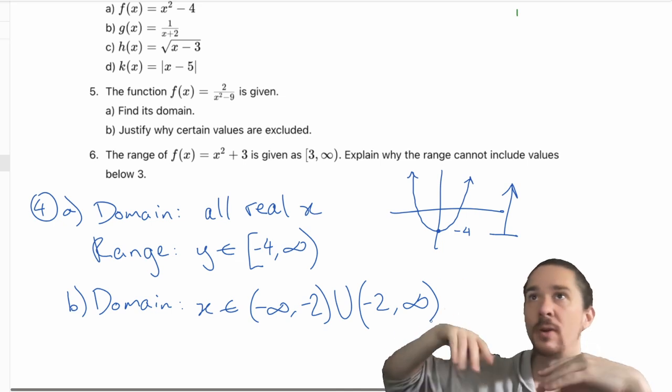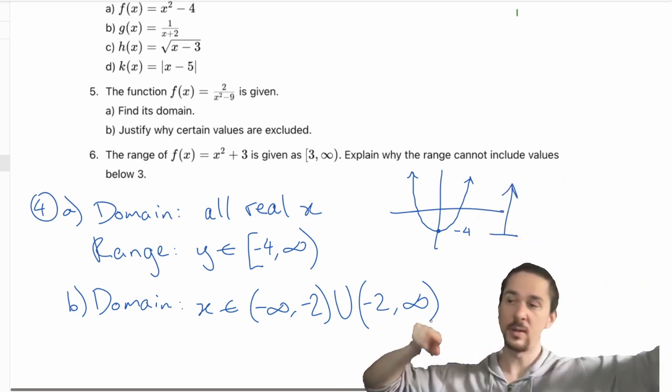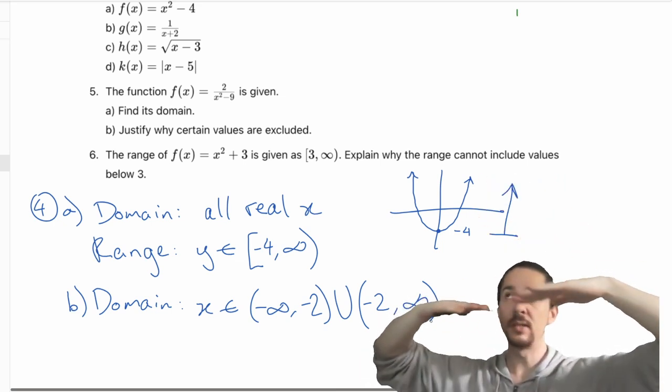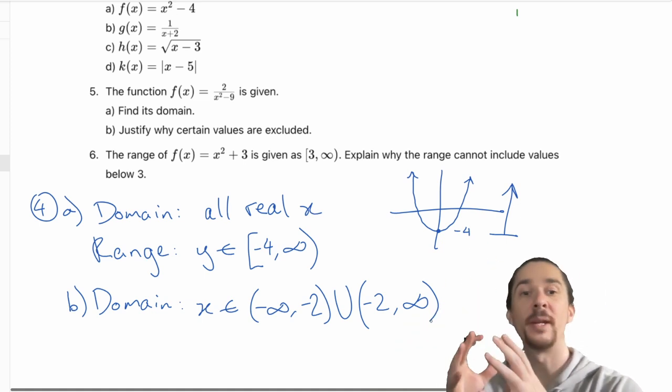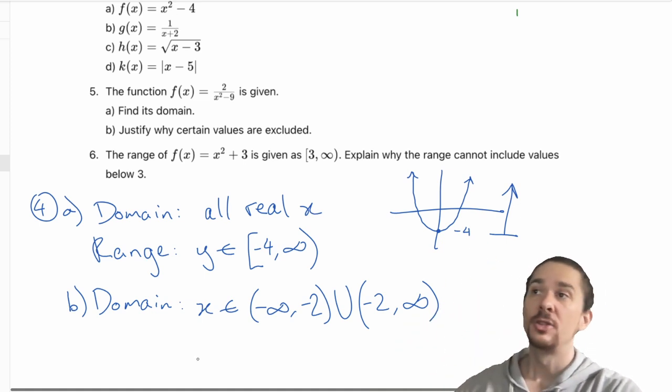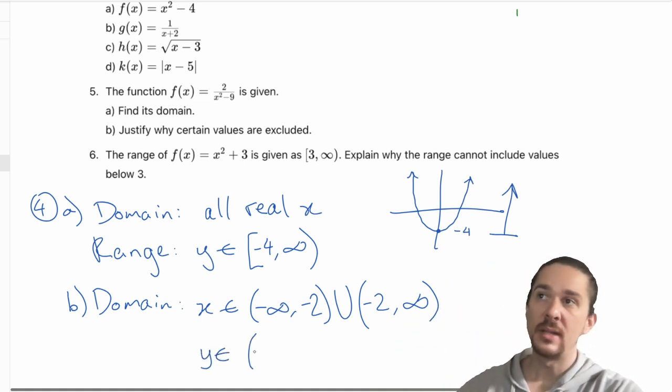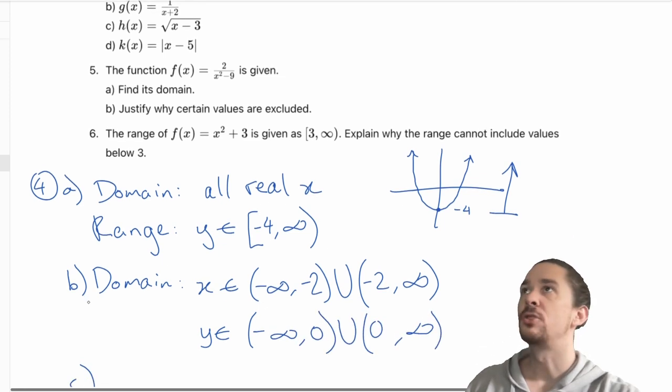For the range, 1 over x plus 2 is going to be a hyperbola, so it's going to go as high as we want, and it's going to go as low as we want, but it will never equal 0. We can't put in any value of x that will make 1 over x plus 2 equal to 0. So we'll have a similar thing for the y, where y is from -infinity to 0, union with 0 to infinity.